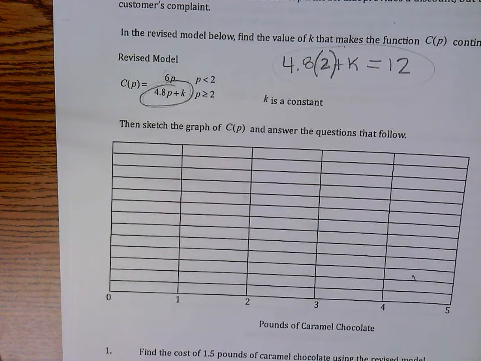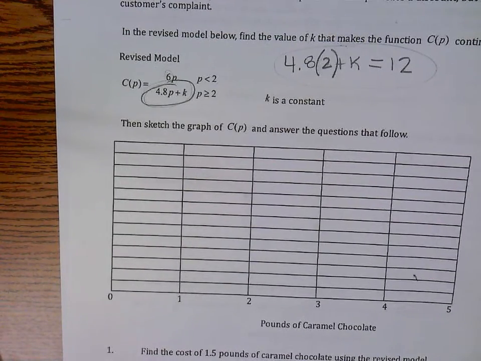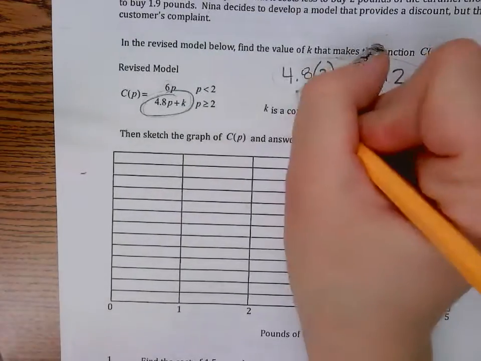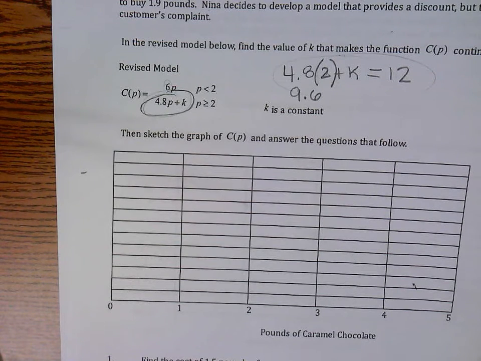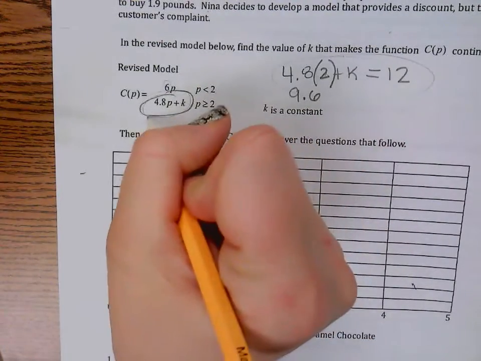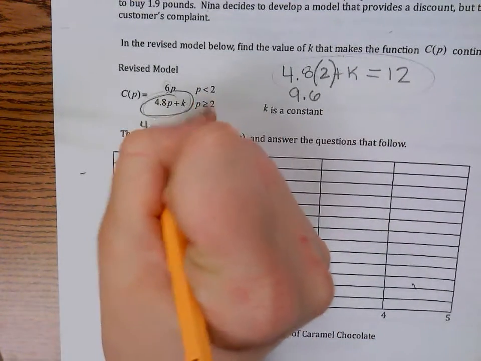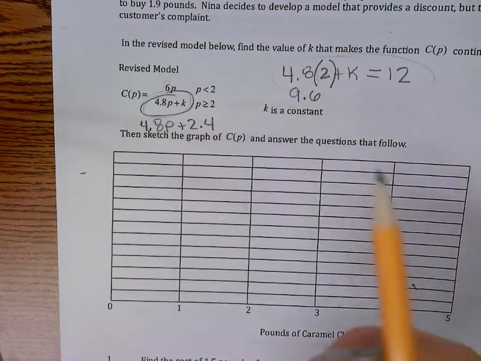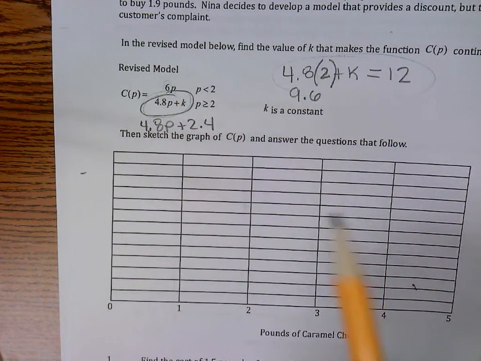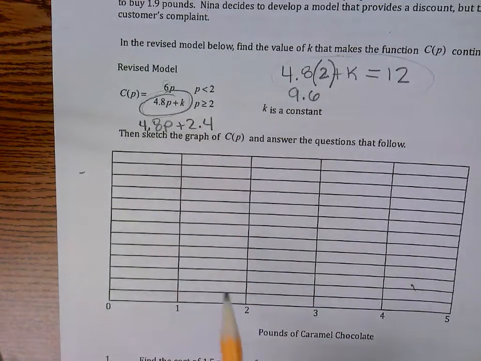So what is 4.8 times 2? 9.6. So what does k have to be to make this equal 12? So it'd have to be 2.4. So my second equation is going to be 4.8p plus 2.4. And that will make it so that my graph starts at 12 and then has a discounted rate.